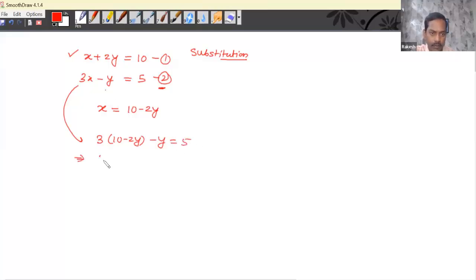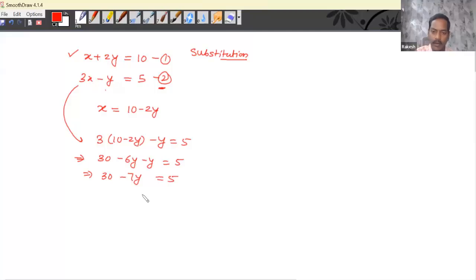Further, this will be 30 minus 6y minus y is equal to 5. Now here we can see that both are like terms, not same term, they are like terms. Why? Because the variable factor is same. So here we can say that minus 6y, or we can say that y is common here. So minus 6 and minus y, they together will make it minus 7, right? So it will be minus 7y plus 30 is equal to 5.